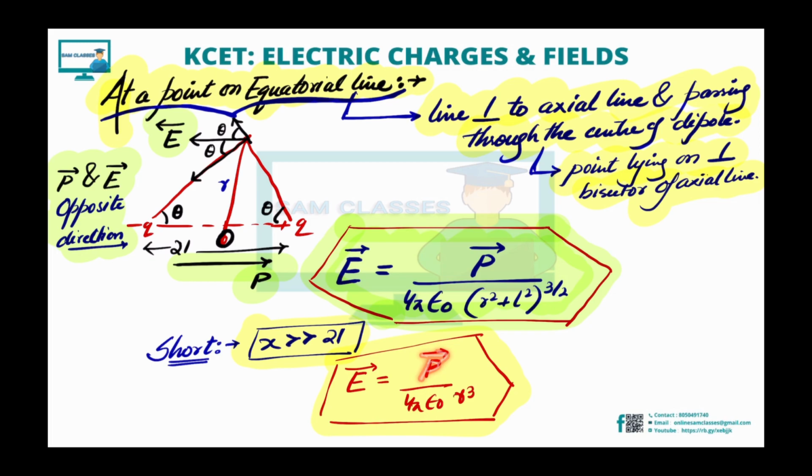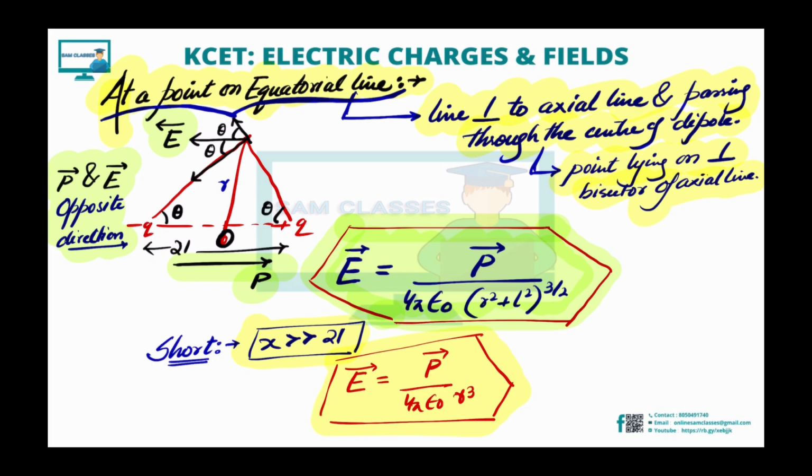Now for a short dipole, you can neglect the L part. And then you'll get this formula: P, the dipole moment, divided by 4 pi epsilon naught r cube. So the important thing is this part, the direction, because the electric field direction is like this and the dipole direction is like this. Opposite direction means 180 degrees. And that's it, and this formula.